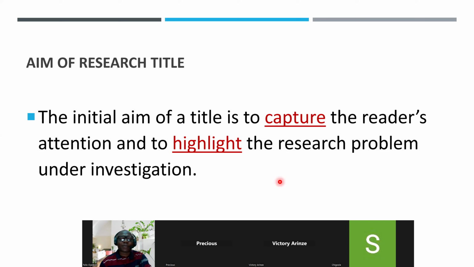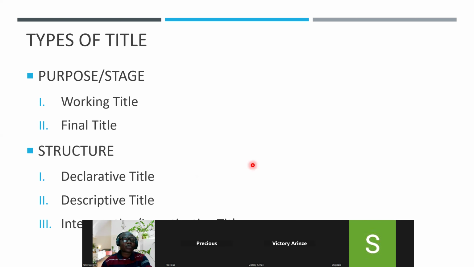Okay, so I will explain the two important concepts that must be captured in the research. The next thing is to talk about the different types of title. Now, I want to look at title as something that could be grouped into two broad groups.